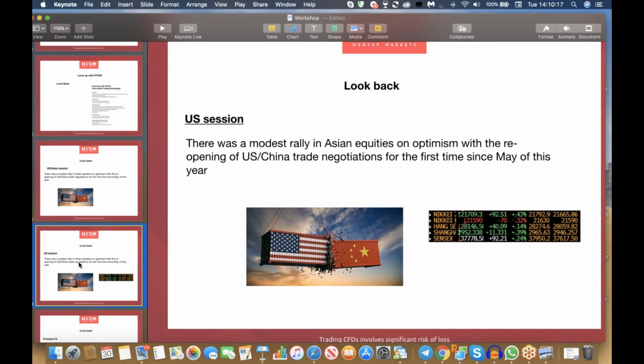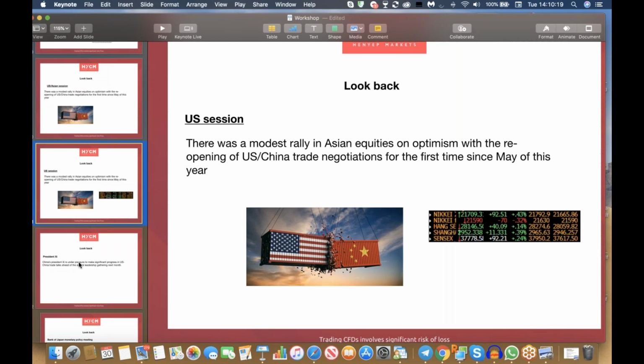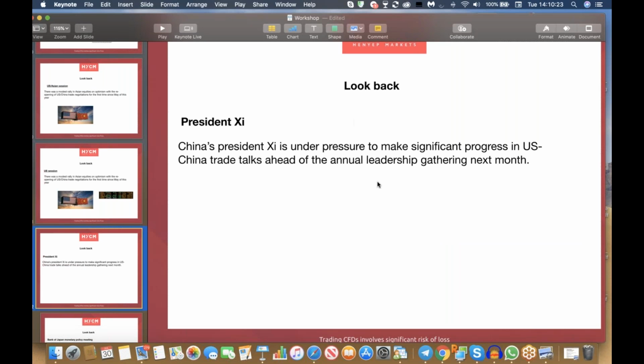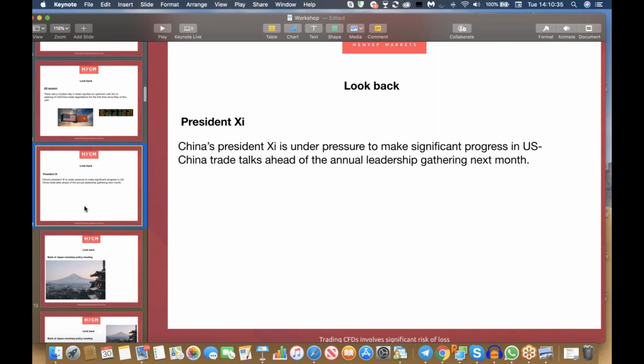Okay, so there is some modest strength, but it was just that, modest. There was also some news out that Chinese President Xi is under pressure to make significant progress in US-China trade talks ahead of the annual leadership gathering next month. So there is some sense that President Xi is feeling the pressure.